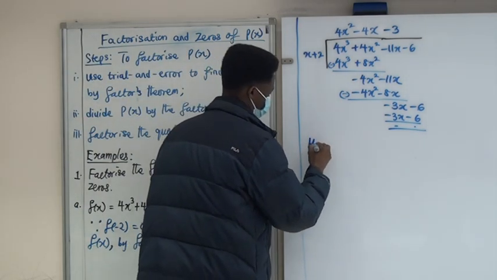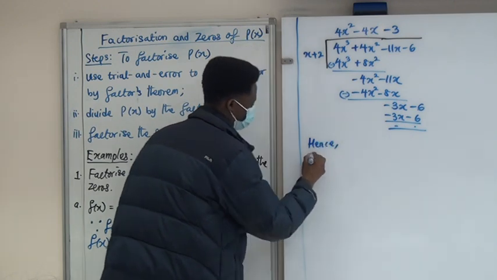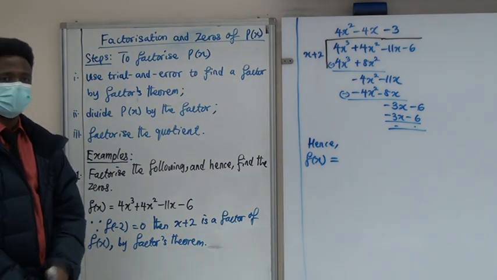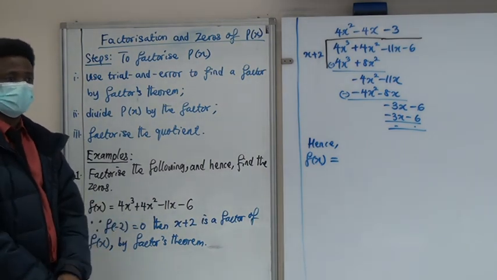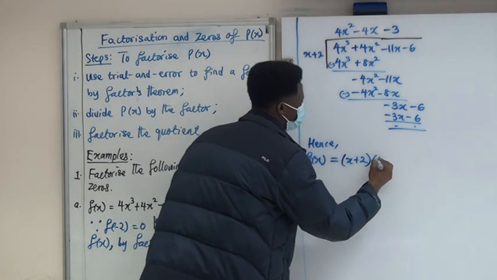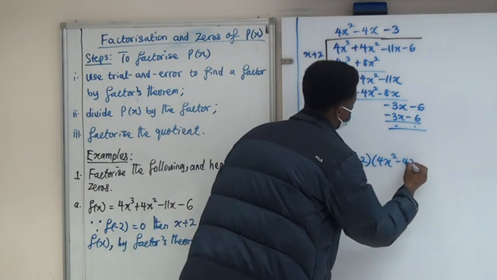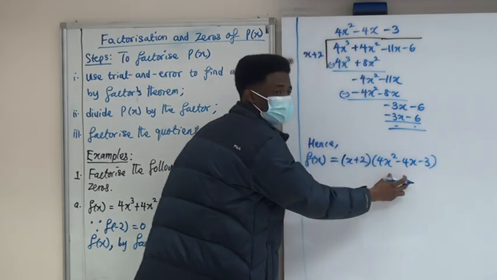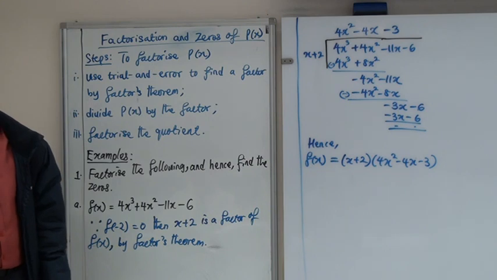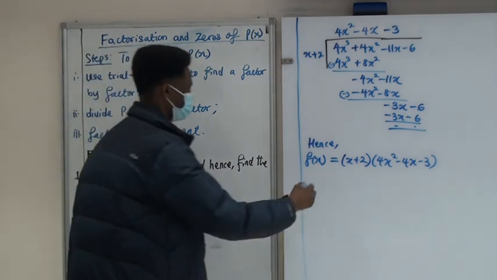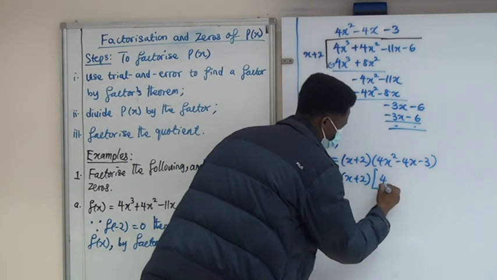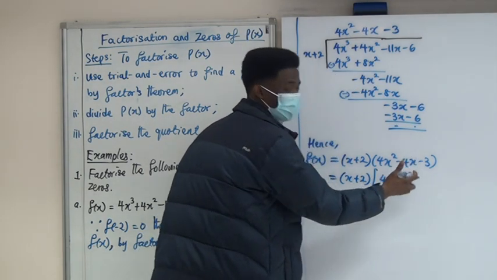So currently, please focus. Hence, our f of x is now what? It can be written as a product of two factors now. What are they? X plus 2 and 4x squared minus 4x minus 3. Good. This is quadratic. You factorize using your knowledge of quadratic. Understand? So this will be x plus 2. This is 4x squared. Factors of 12, that gives 4.